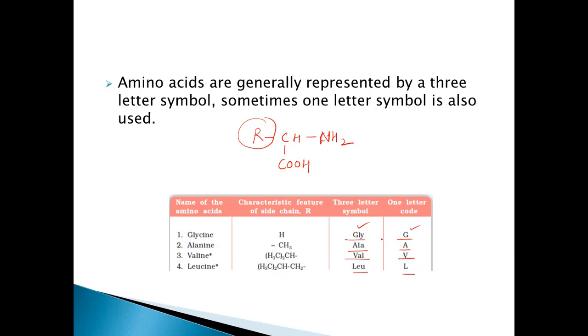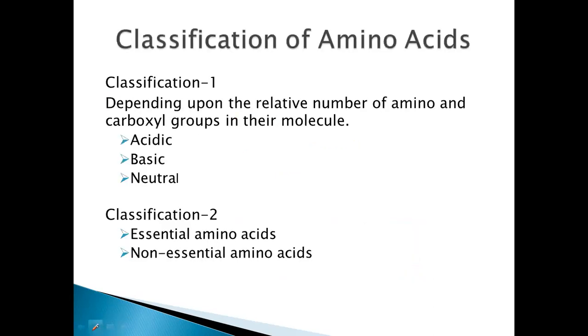So we can represent amino acids by a 3-letter or 1-letter code, and there are other amino acids which we can name in the same way. Let's look at the classification of these amino acids. Two types of classification can be found here. Depending upon the number of amino and carboxyl groups, they can be classified as acidic, basic, or neutral.